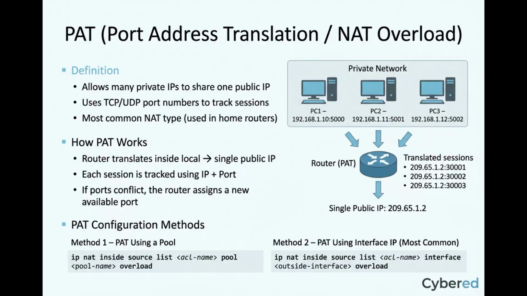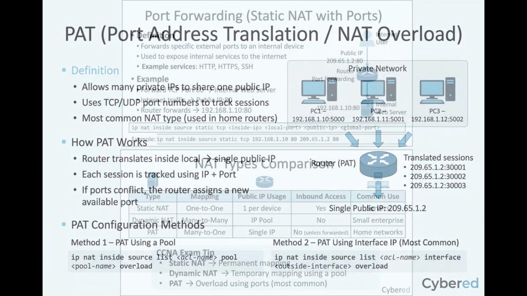So PAT configuration methods. Method 1, this is PAT using a pool: ip nat inside source list, ACL name, pool, pool name, and overload. Method 2, PAT using a single interface IP, and this is most common: ip nat inside source list, ACL name, interface, outside interface, overload.